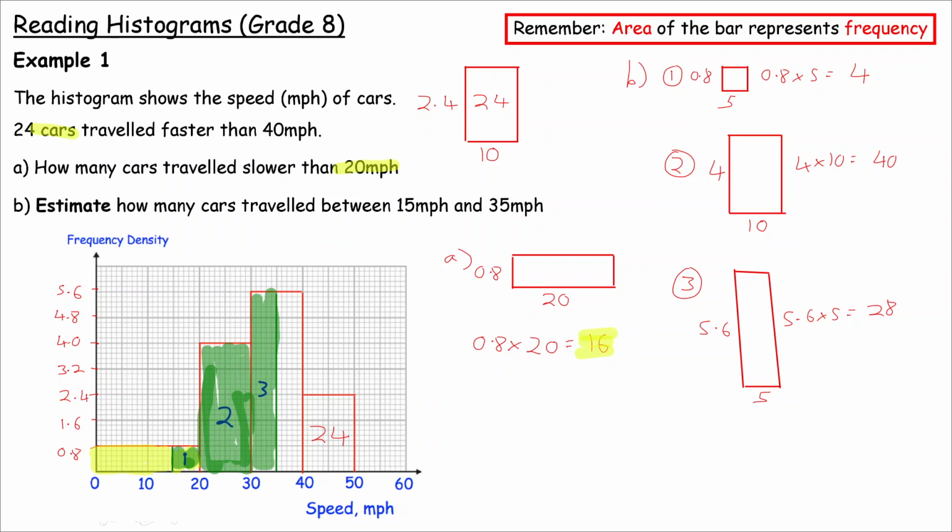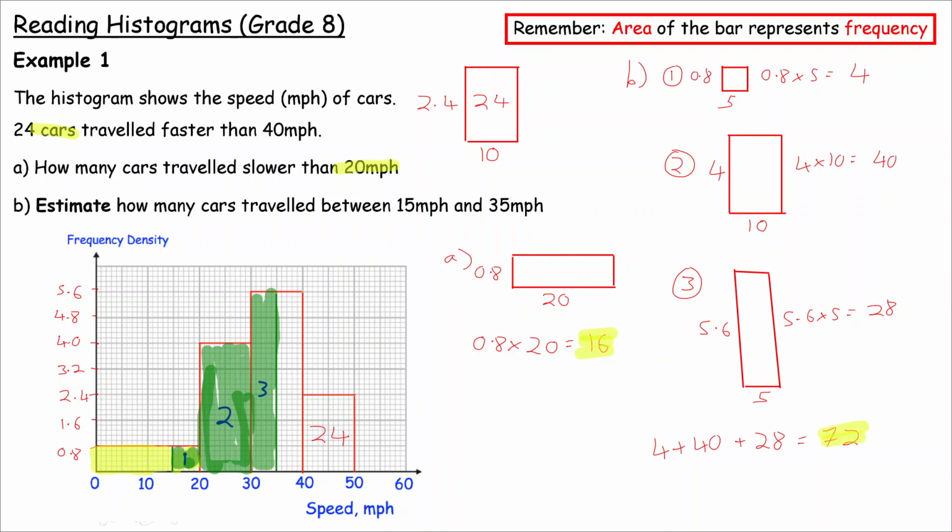So to find how many cars in total, we've got to add them together. So we're doing 4 add 40 add 28, which is equal to 72. So 72 cars between 15 and 35 miles per hour.